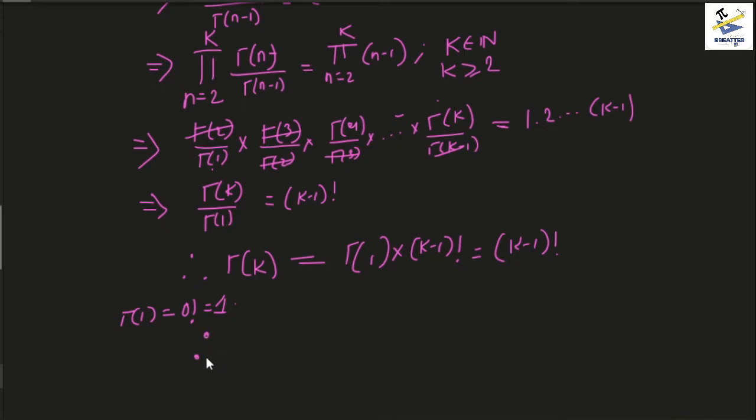So therefore gamma of n is n minus 1 factorial for all n belongs to natural numbers N. So this much is clear, right?